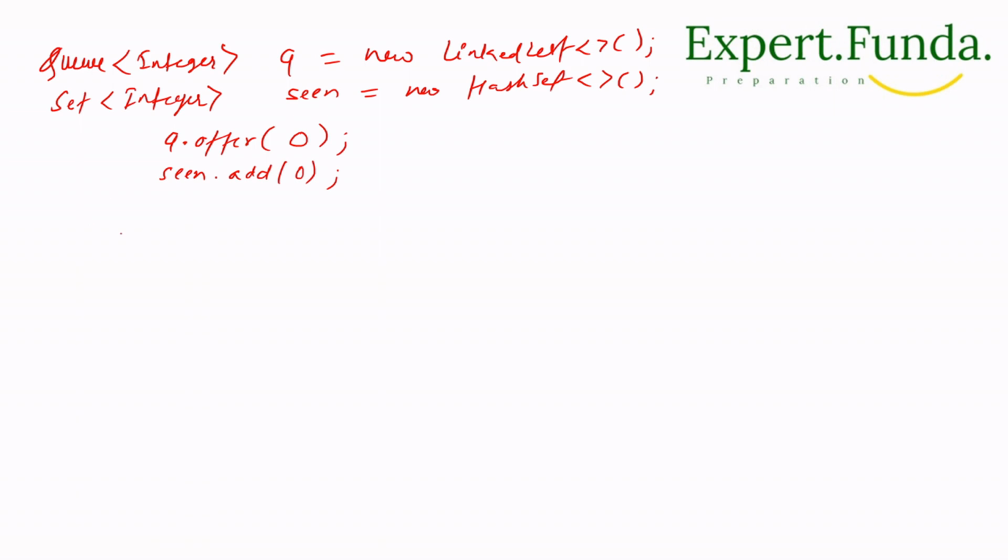After this, what we should always do is make a while loop, and we should check if the queue is empty.